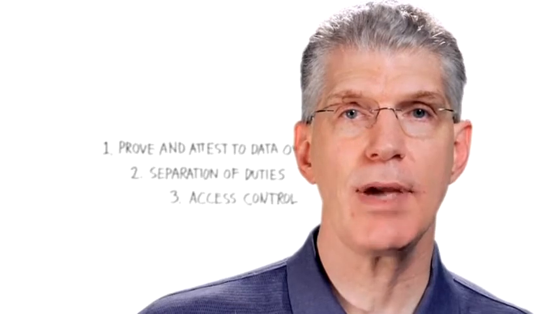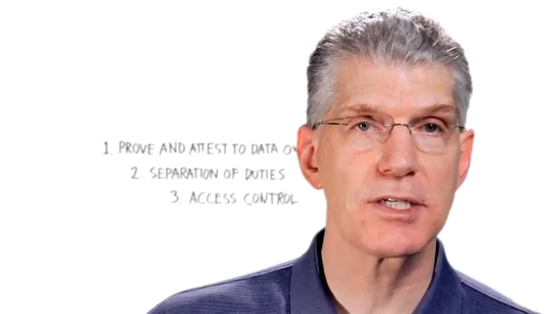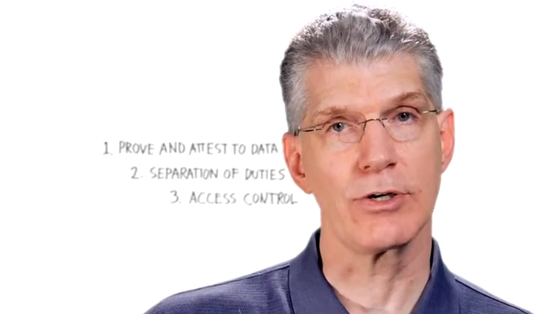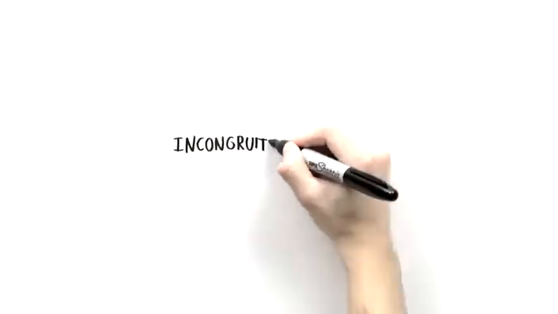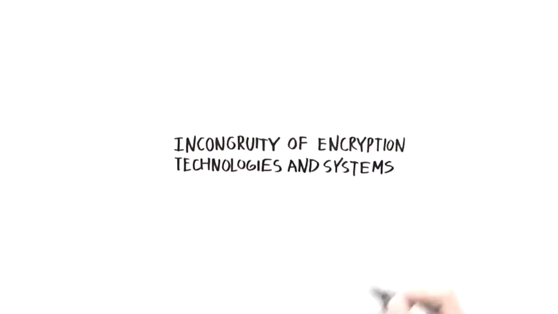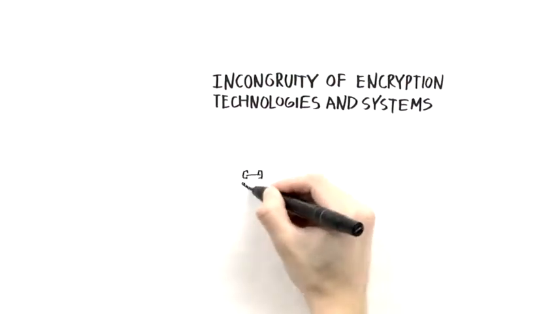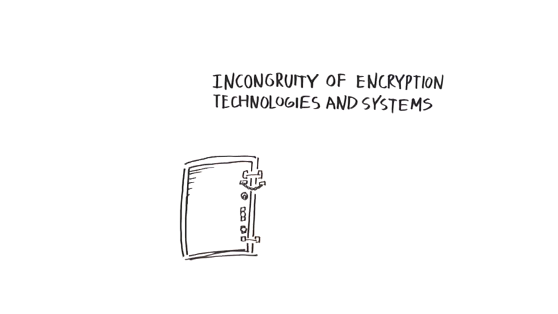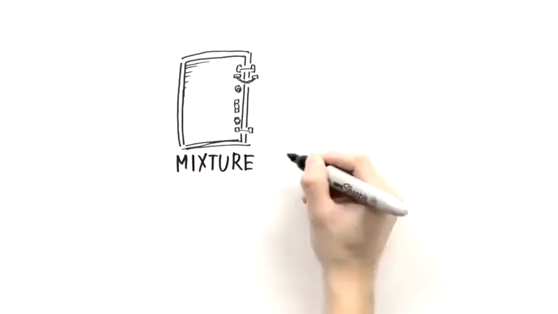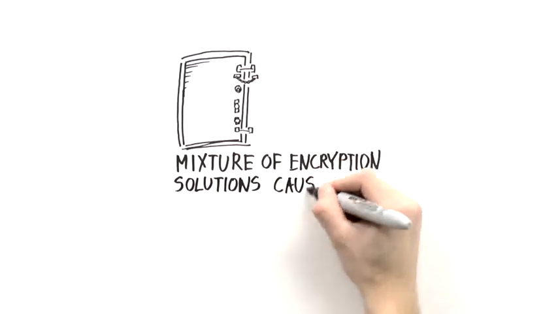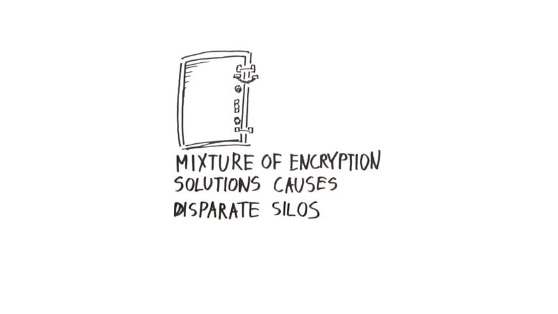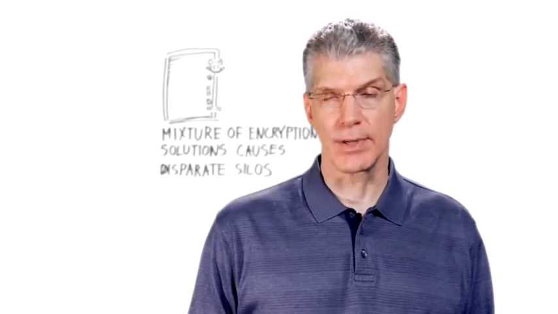So now that we understand why key management is a big deal for the enterprise, let's get back to the challenges that enterprises are having with managing their encryption keys today. First, let's talk about incongruity of encryption technologies and systems. The typical enterprise has implemented various encryption solutions at different times from a variety of vendors based on the type of data they're encrypting. This mixture of encryption solutions, storage types, and vendor-specific protocols causes disparate silos of encryption deployments scattered all over the place.